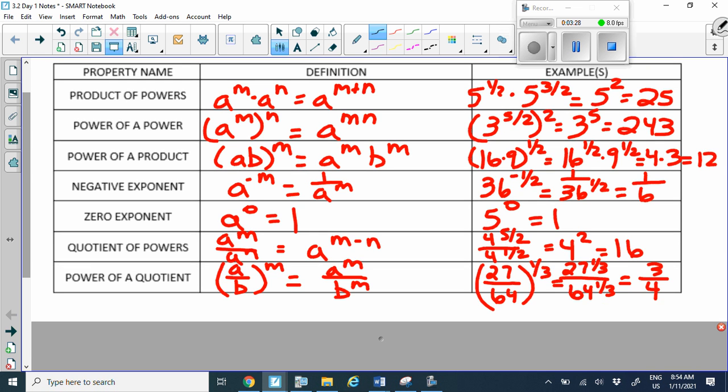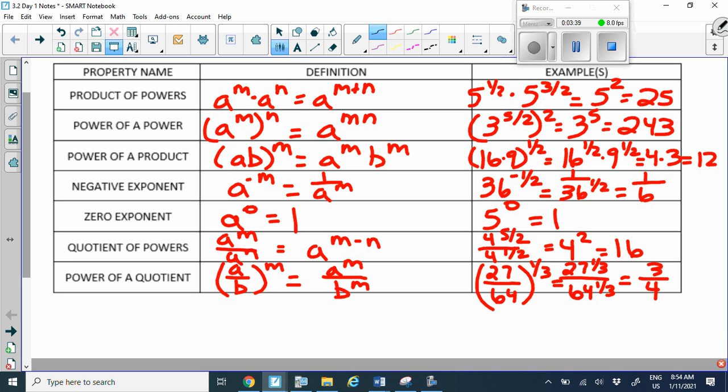And the last one, when we have 2 different bases but raised to the same power, we distribute that. So 27 over 64 is raised to the 1/3. Now, when we think about 1/3, that is basically saying the cube root. So the cube root of 27, so remember we talked about cube roots or perfect cubes last unit in our polynomials. So cube root of 27 is going to be 3, and then the cube root of 64 is 4. So then we have 3/4 as our final answer.